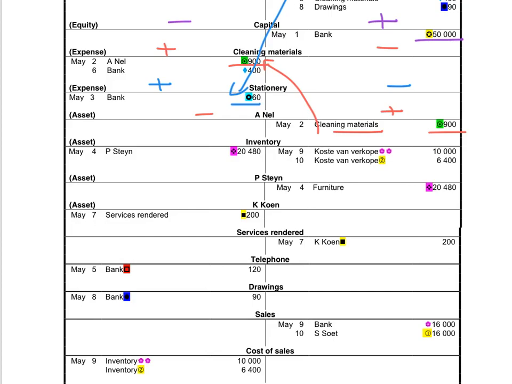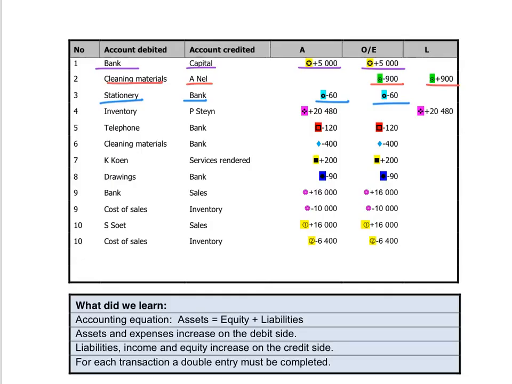In the ledger, I will debit my inventory account because inventory is an asset. Assets increase on the debit side. We owe the money to P. Steyn. Creditors' liabilities increase on the credit side. We bought inventory, so inventory asset increases on the debit side. P. Steyn, we owe the money to him, so he's a creditor, and that means our liabilities increase on the credit side.